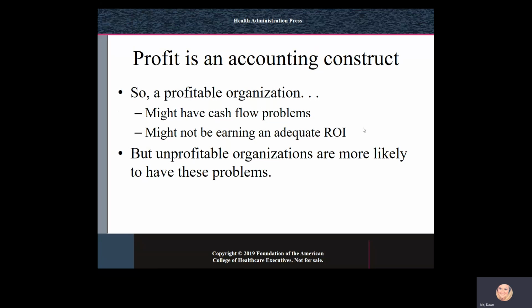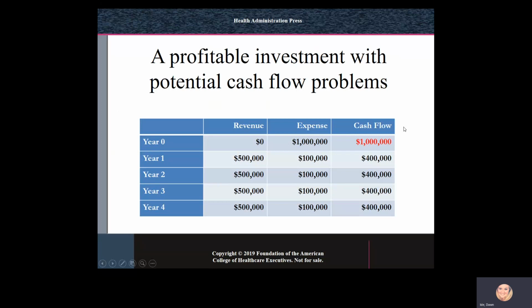So what it's saying is, whether you're profitable or not profitable, you could have cash flow problems and you may not be earning enough return on investment. So a profitable investment with potential cash flow problems, right? So what this shows you is year zero, you're not making any money.